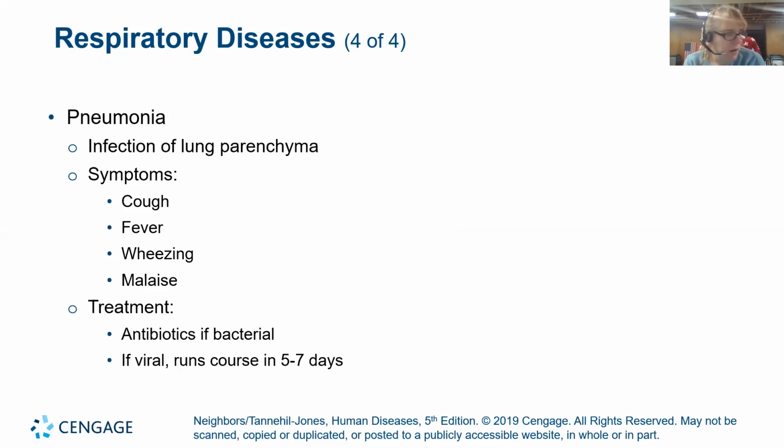Pneumonia is an infection of the lung parenchyma in children. The symptoms are cough, fever, wheezing, malaise. If it's a bacterial pneumonia, we can give them antibiotics. If it's viral, it will usually run its course in 5 to 7 days. That does not mean we might not have to hospitalize the child if they're not getting enough oxygen. Usually if they're hospitalized, it's because we have to treat the symptoms. Okay, they aren't getting enough hydration, they aren't getting enough oxygen.